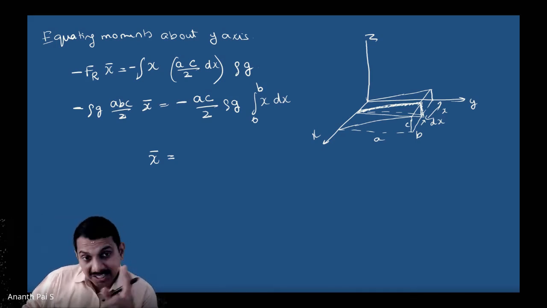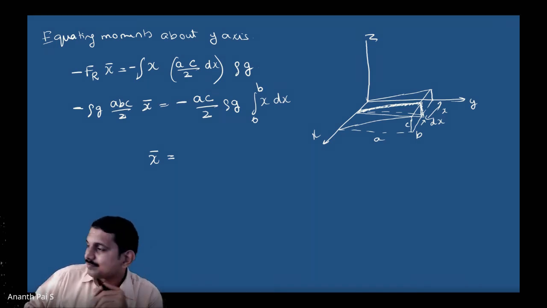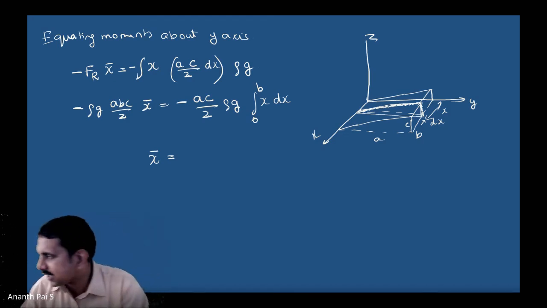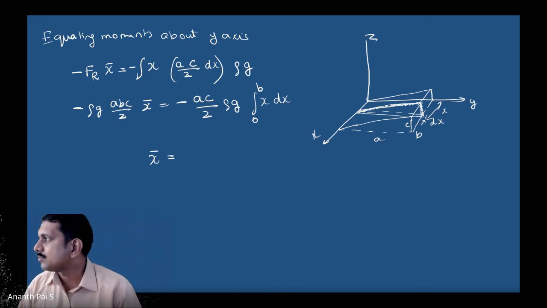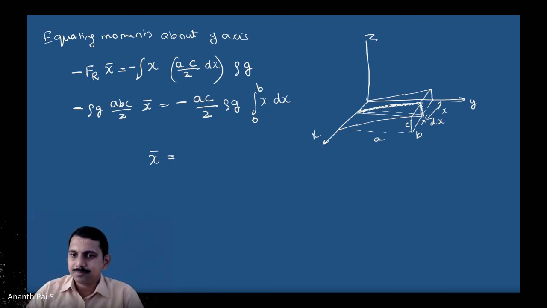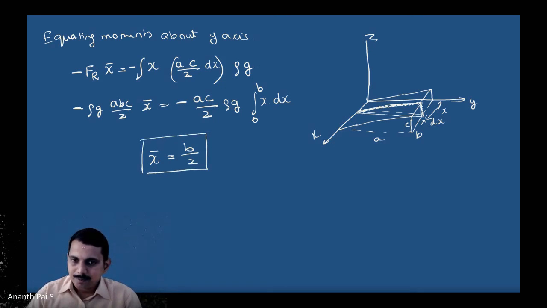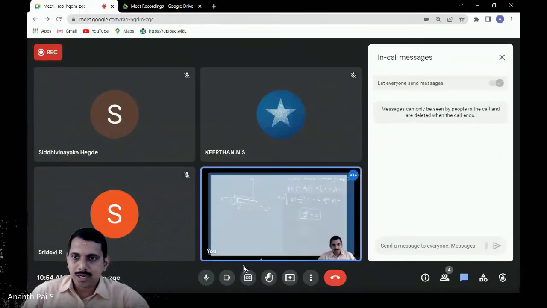Now the next problem comes in the Z. How will you do Z? This x bar, did you get it? Do it fast and tell me first. Integrate and tell me what is the x bar you got. B by 2. Very good. So you got x bar as B by 2. Did everybody get this? Yes or no? Yes, sir. Very good. I hope everybody got it.